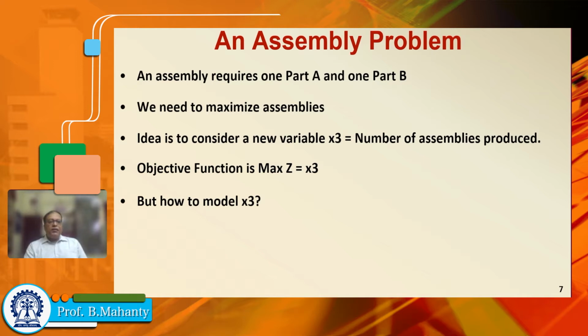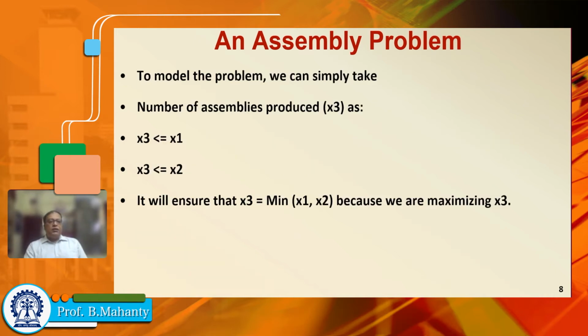We need to maximize assemblies. So the idea is to consider a new variable x3, which is the number of assemblies produced. So the objective function is now very clear-cut: maximize z equal to x3. But how to model x3? Because we already know x3 is the minimum of x1 and x2, right?